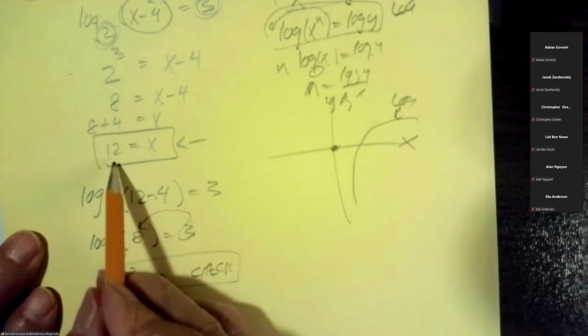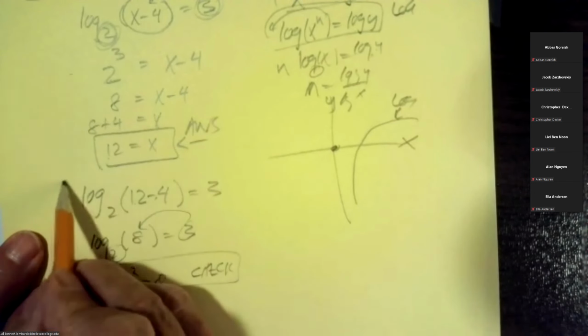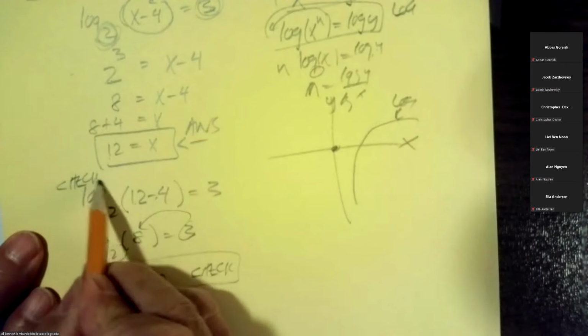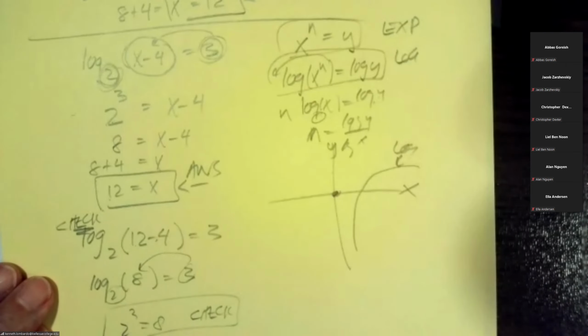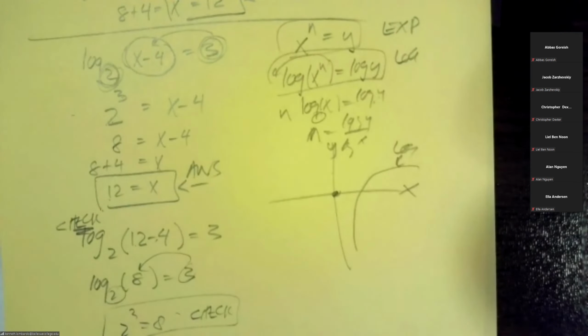Okay. So here was the solution. Here's my answer. And here's where I did the check. Now, sometimes the problem might say, give me the solution and then check your answer. Okay, that's what we did here. Any questions on that before I go to the next section?